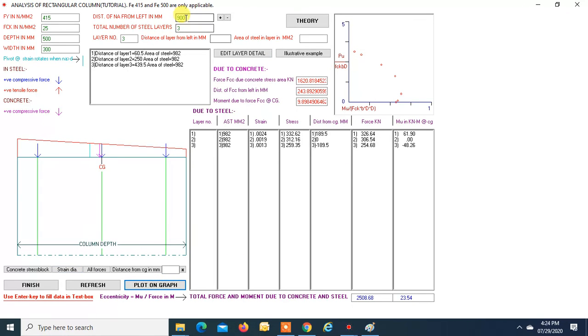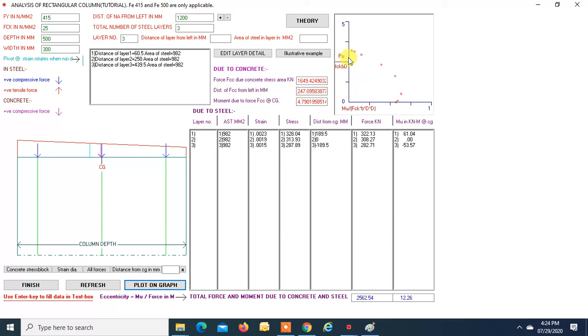Now let us take it as 1200, press enter. Okay, finish. And you can see the complex stress diagram. It goes somewhere here. You can draw the strain diagram. This strain is increasing, this is decreasing. You can plot it on the graph.